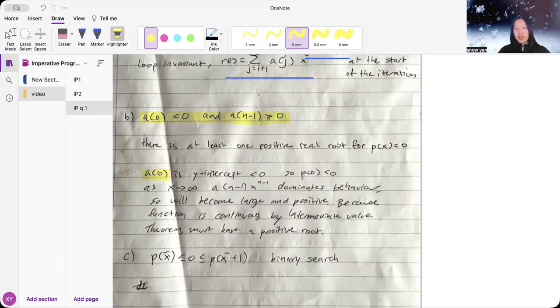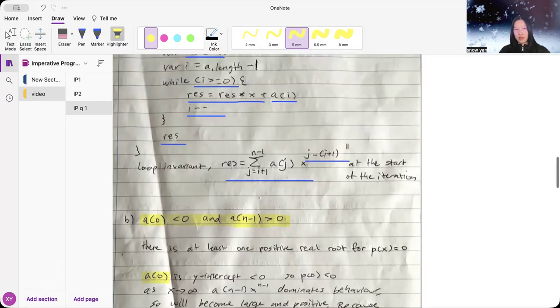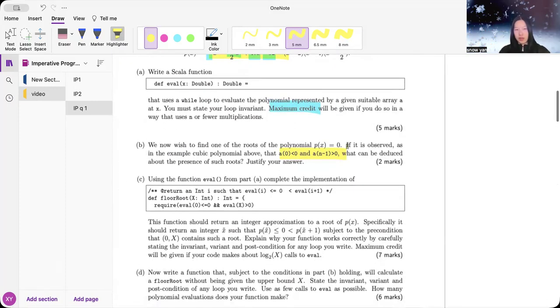Because this function is continuous, by the intermediate value theorem we have a positive root. So if we have something negative and something positive, using the intermediate value theorem, we have a positive root somewhere between 0 and infinity. So that's what we can know from part B.